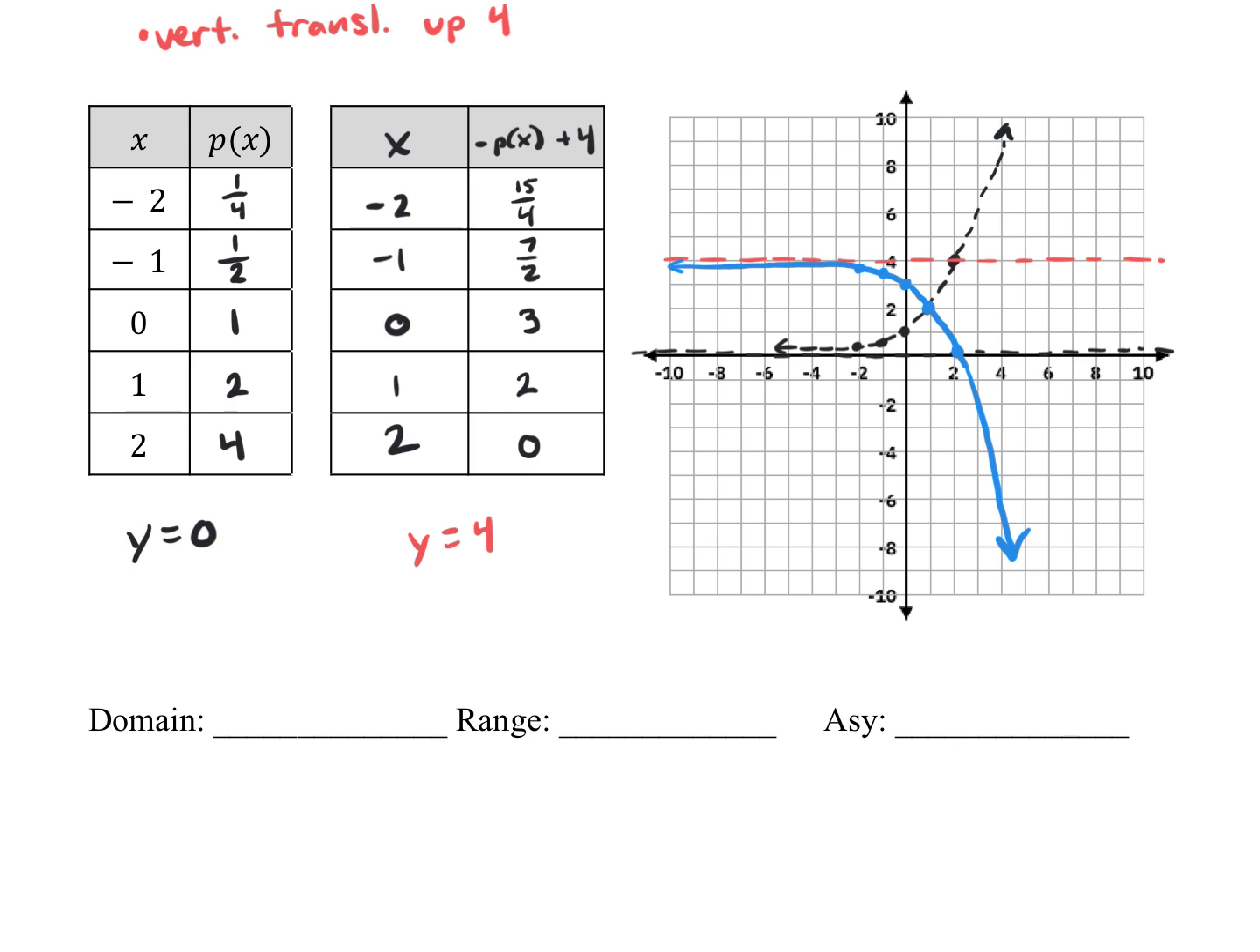For this, our domain is always going to be all real numbers, but we do have a restricted range. The minimum value would be -infinity. The maximum value would be 4, but it is not inclusive because we never will quite reach the asymptote. And our asymptote equation is y = 4.